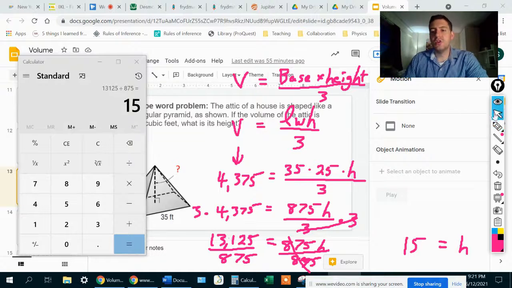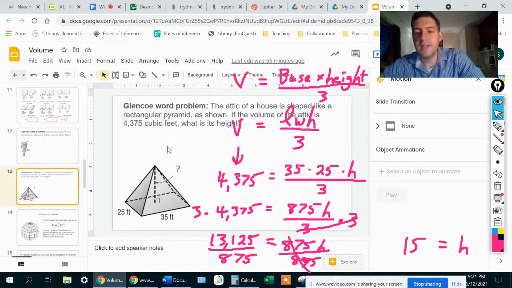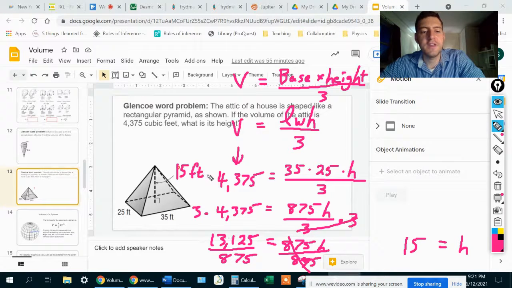Okay, so we just learned that the height of this pyramid is 15 feet. Height is just one-dimensional, so that would just be feet, not square feet or cubic feet.